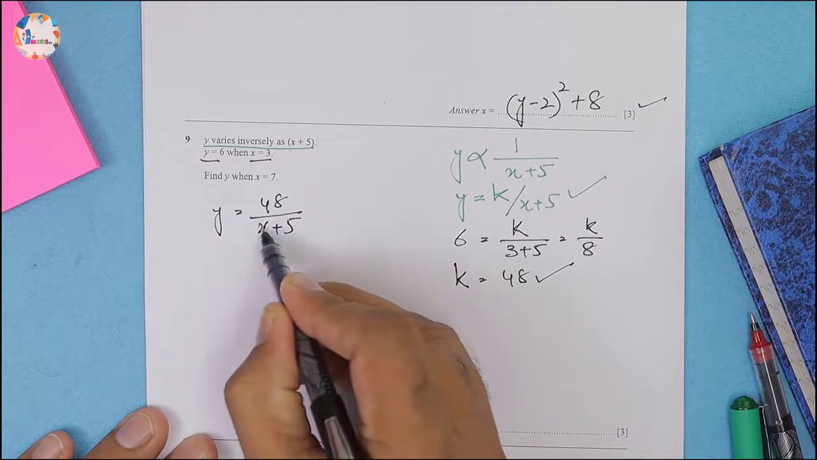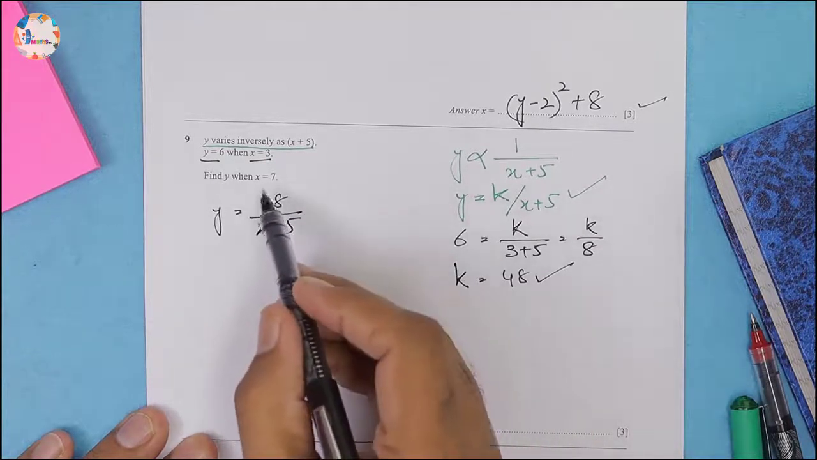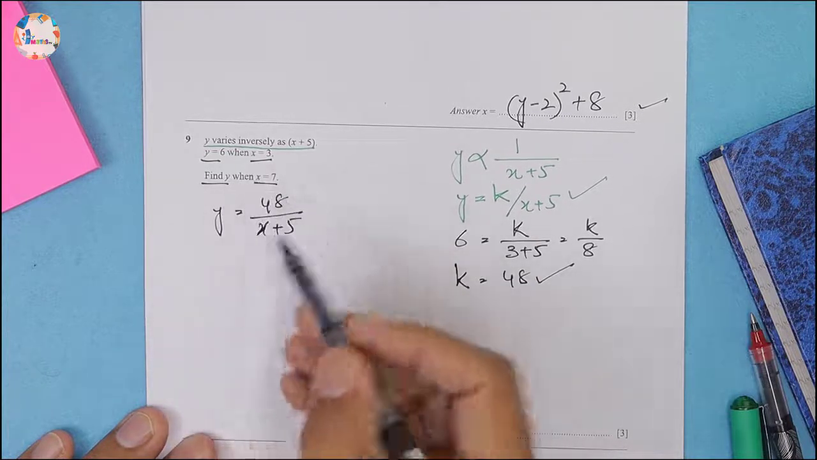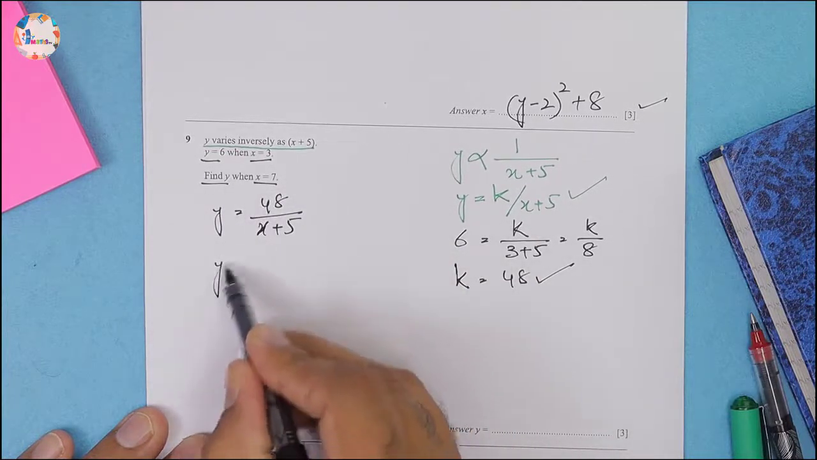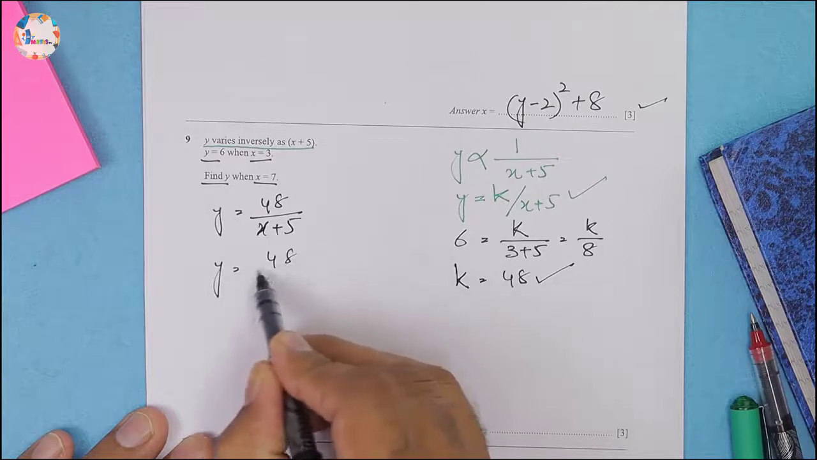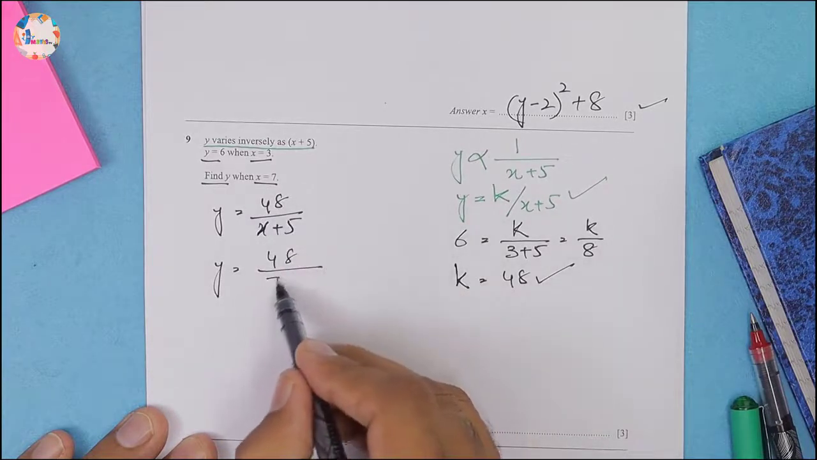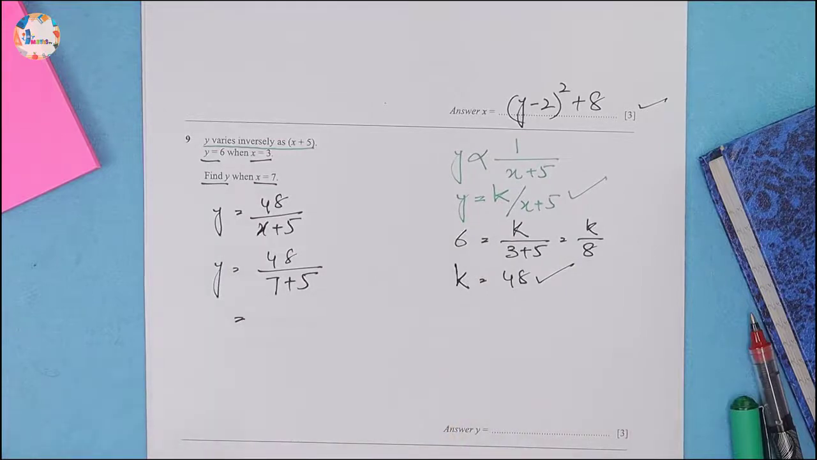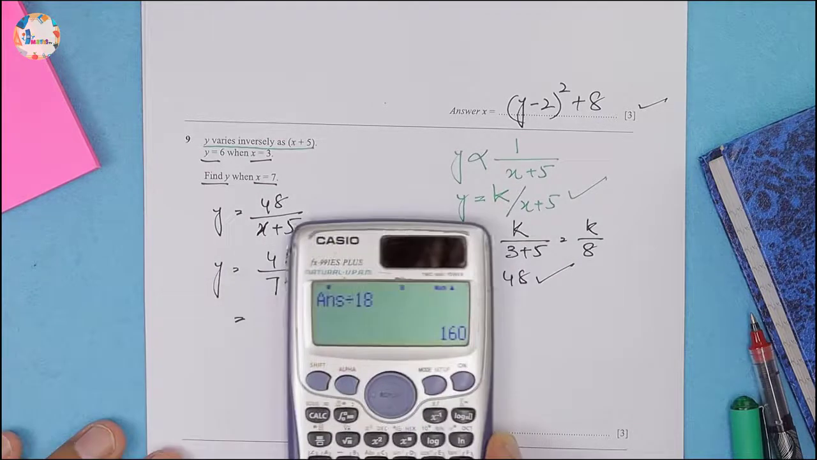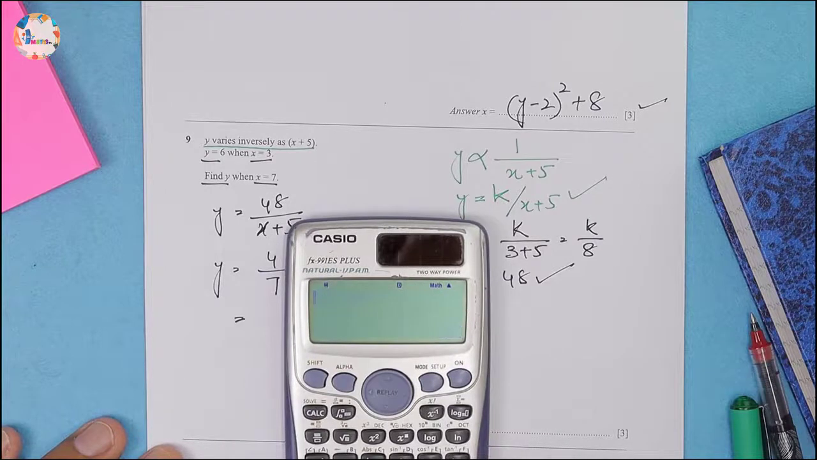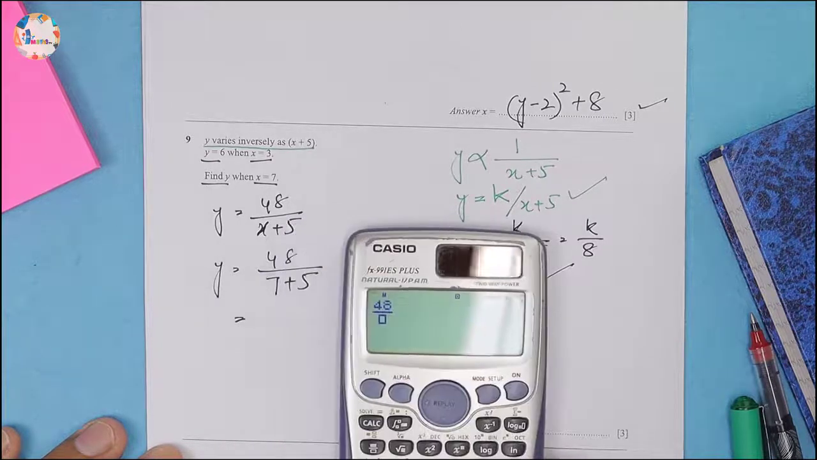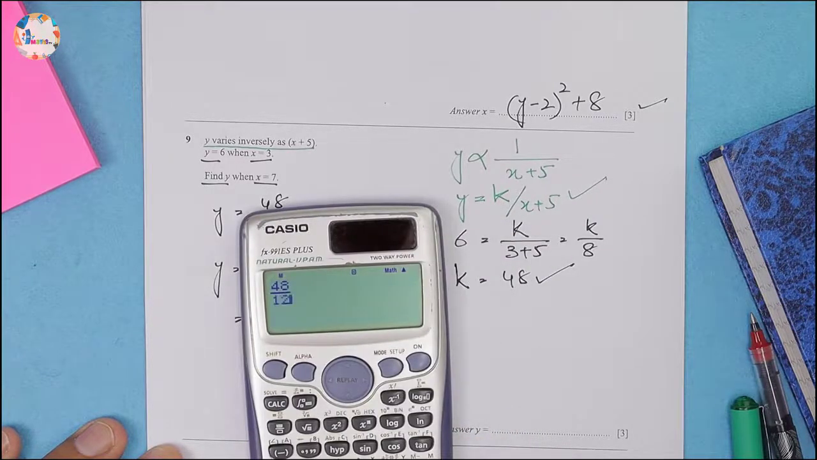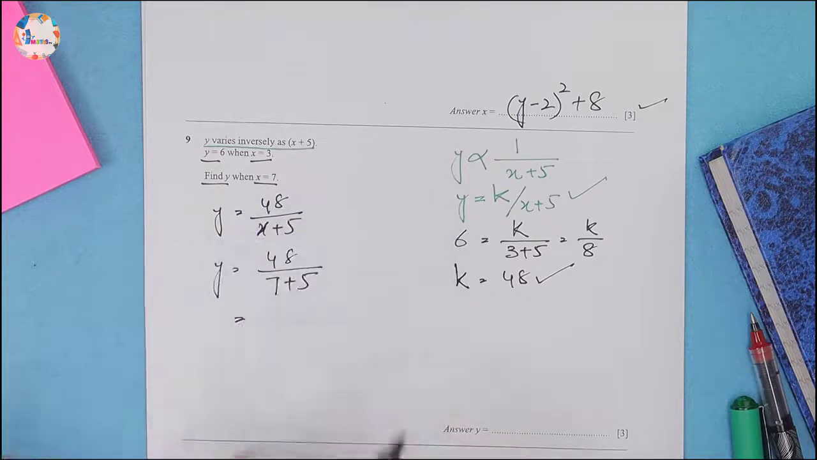Now this will be our final formula, and in this one they are saying find y when x is equal to 7. So we have to find y when x is equal to 7. So we will replace here, and we can use the calculator to solve this, and this will be 48 divided by 7 plus 5, which is 12, so it will be 4. So our answer will be 4 here, and this is 3 marks.